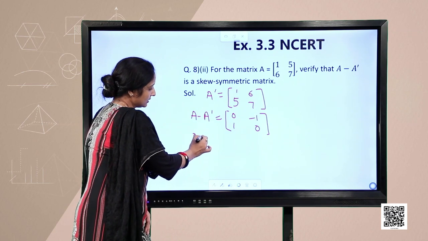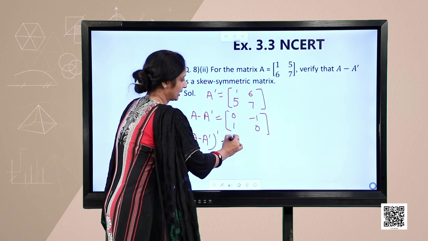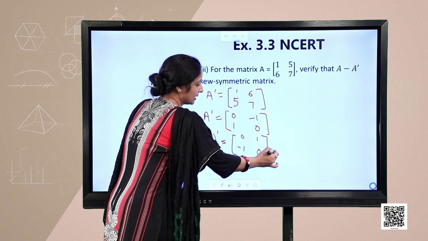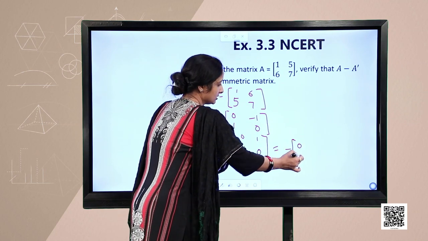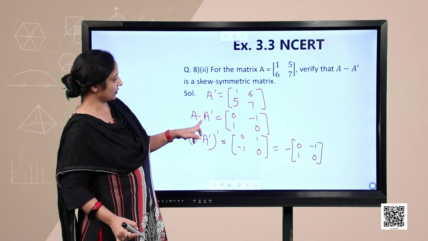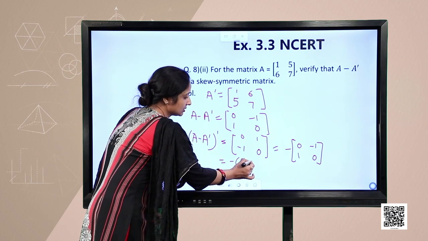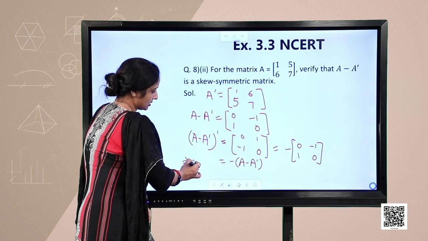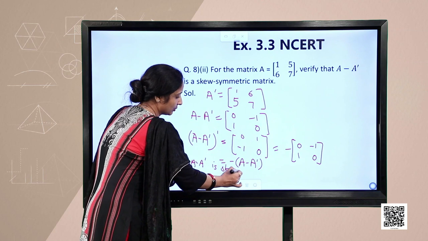Now take the transpose of this matrix A minus A transpose. 0 minus 1 as the first column, 1 0 as the second column. Now let's take the negative sign common from here. It becomes 0 plus 1 minus 1 0. Isn't it the given matrix A minus A transpose? So you can write like this. This is the negative of A minus A transpose, and you can conclude that A minus A transpose is a skew symmetric matrix.